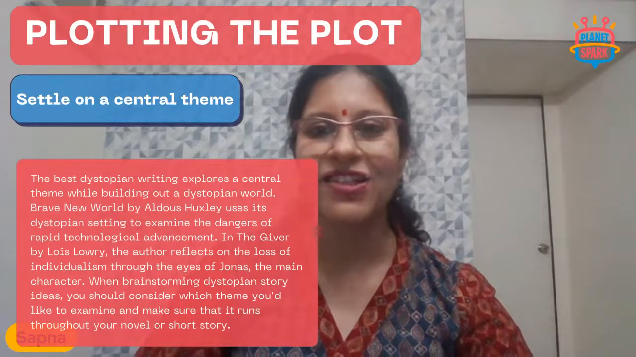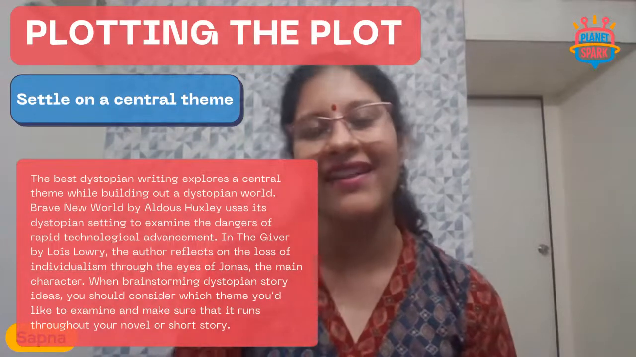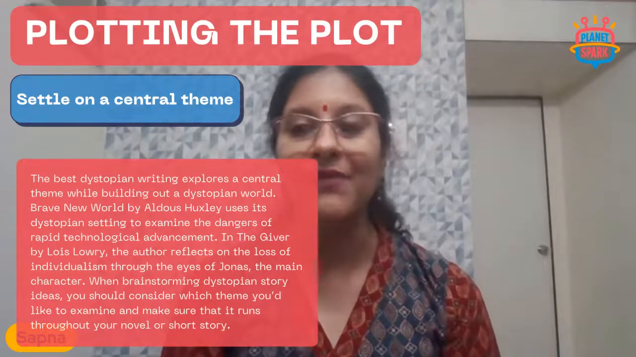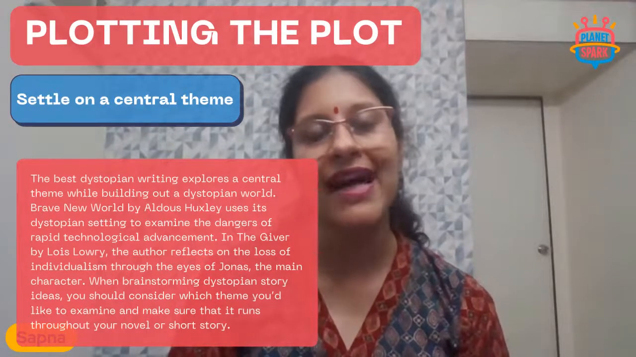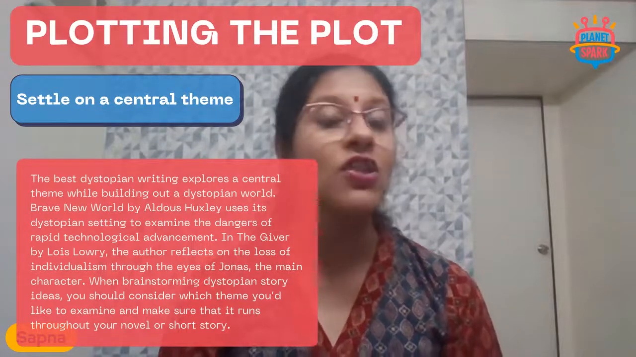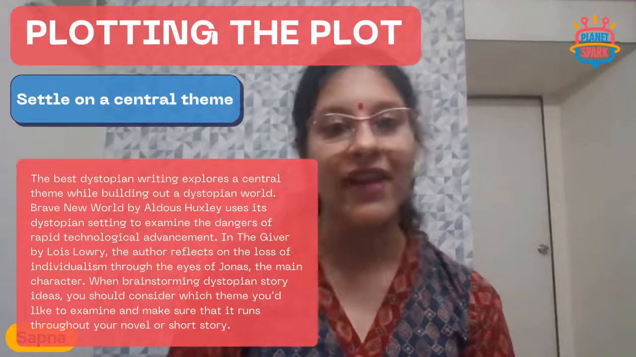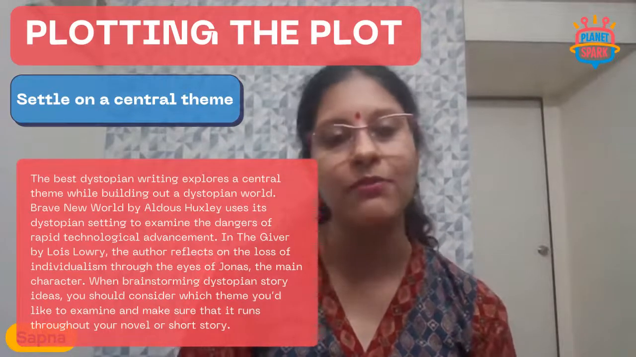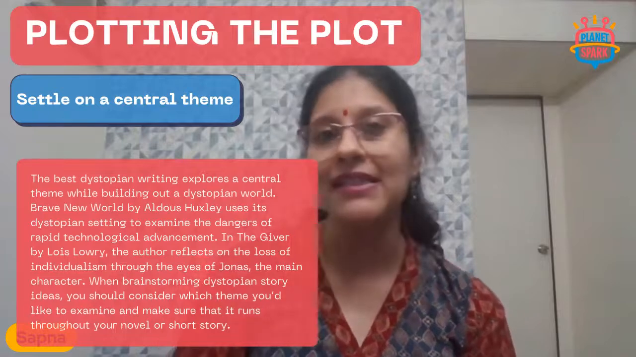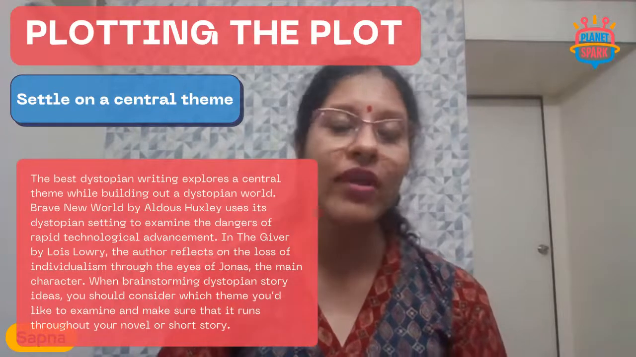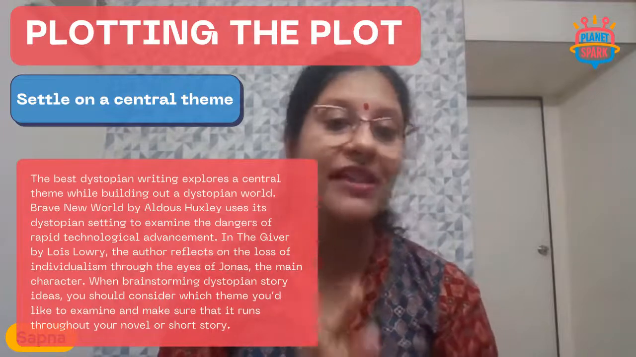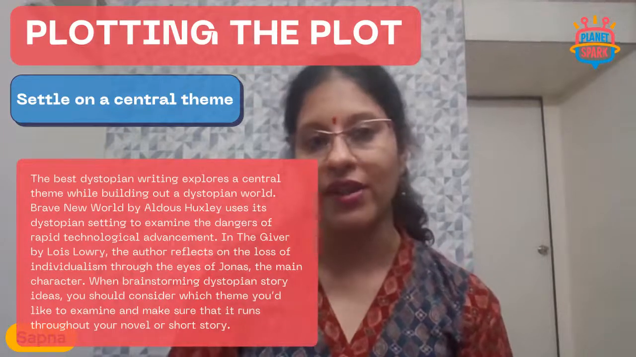And yes, so back on track, we are here at plotting the plot. And the first element that we need to understand better is how we can be settling for a central theme for our story. Yes. So now the best dystopian writing explores a central theme while building out a dystopian world. And what it means is that there are going to be a lot of subplots, but they are all going to revolve around that central theme that you have for your story, right?